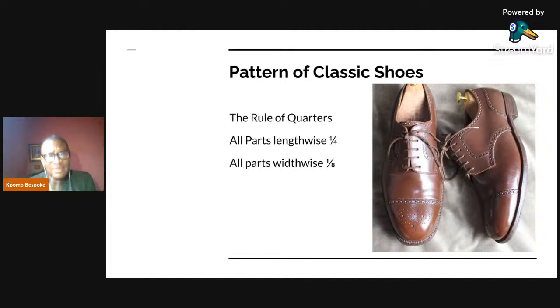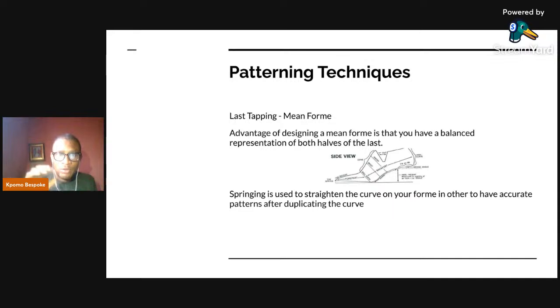So I think I've been able to explain what I mean by this rule of quarters. By the time we are designing the pattern pieces, you will now begin to get a sense of why, when I'm measuring some things, I'm using certain measurements. And when I'm measuring other things, I'm using certain measurements, as the case may be. So let's move along.